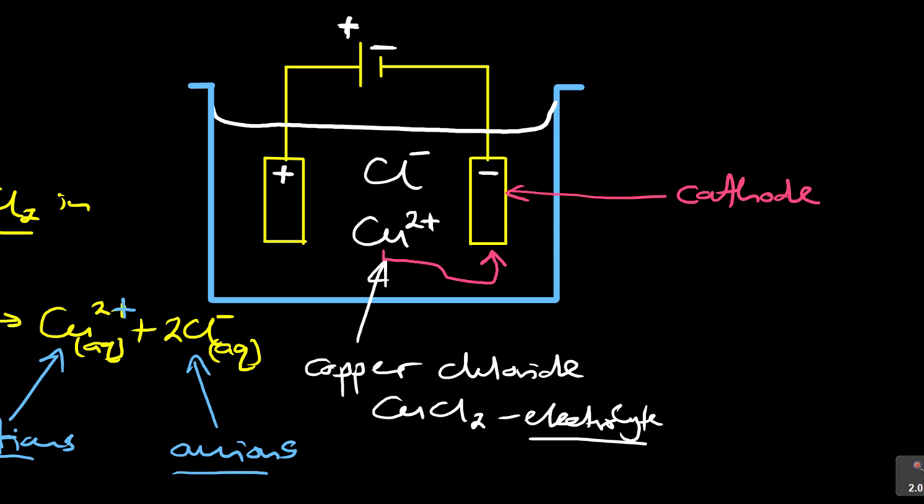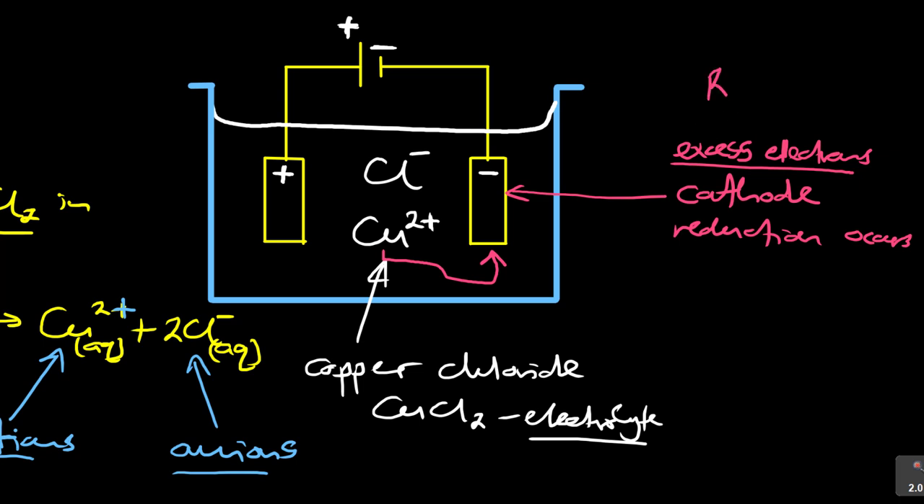And secondly, what is happening at the cathode? Because it is negative, the cathode has excess electrons, meaning it has an abundance of electrons. Because it has excess electrons, reduction takes place here. Reduction occurs. Remember the phrase OIL RIG. What is reduction? Reduction is gain of electrons. So there's going to be gain of electrons at this one.